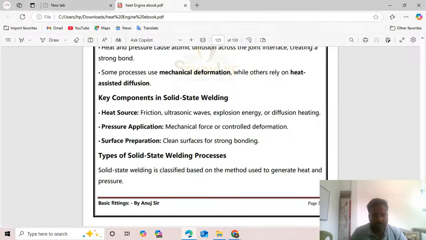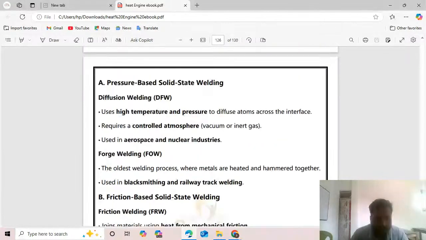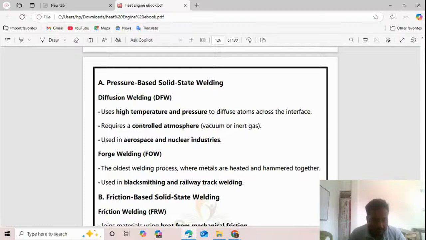Types of solid-state welding processes. Solid-state welding is classified based on the method used to generate heat and pressure. Basically, here we use heat and pressure. Diffusion welding uses high temperature and pressure to diffuse the atoms across the interface and requires a controlled atmosphere, vacuum or inert gas, used in the space and nuclear industries.